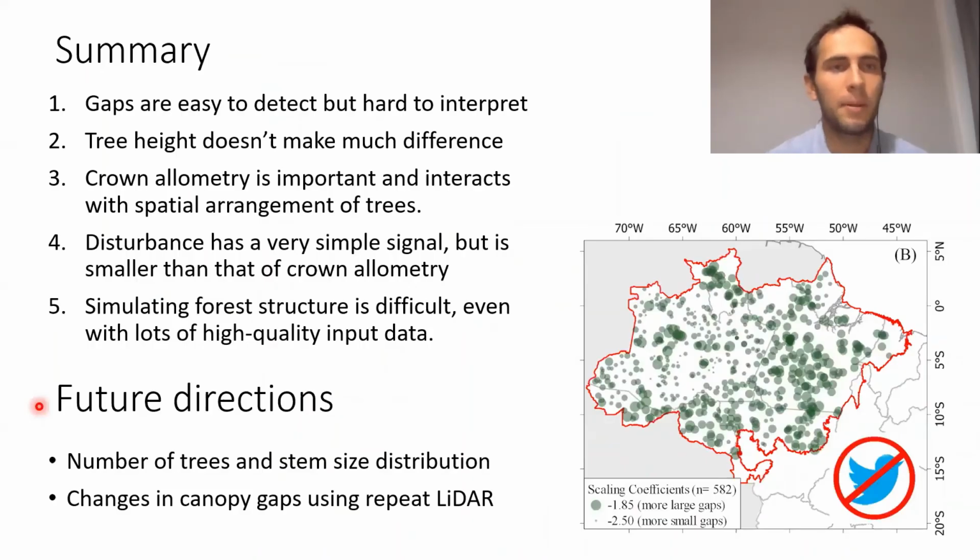So to sum up, gaps are ecologically very important and they're easy to detect, but they're quite hard to interpret. Tree height doesn't make much difference as long as you've chosen a good cutoff height. But crown allometry and the spatial arrangement of trees are important. And that means that comparing gaps across different forests observed from airborne LiDAR, say, across a large scale, is actually quite complicated unless you know something about the structure of those forests. Having said that, the signature of disturbance is quite simple. Essentially, as you lose trees, you get more large gaps, and so alpha goes down.